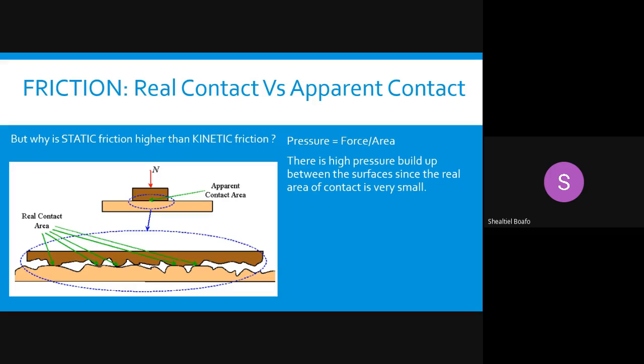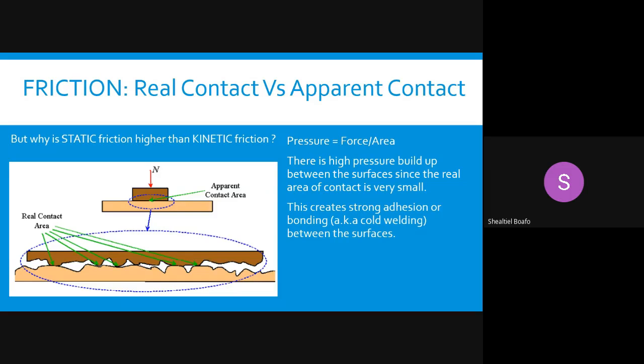The surfaces have asperities and valleys. Therefore, not all the parts are actually in contact. Only a few parts are in contact, which means that the area is small. And the smaller the area, the higher the pressure. So there's very high pressure in reality. The pressure is higher than what we would have expected, because in the apparent contact, the area would have been bigger, meaning that the pressure would have been smaller. So in reality, the area is small and the pressure is higher. And that is the first thing we saw.